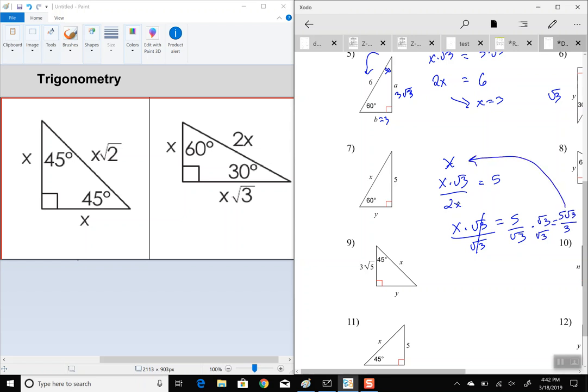And then the hypotenuse is 2 times x, so 2 times 5 square root of 3 over 3. So 2 times 5 gets you 10. So this is 10 square root of 3 over 3. And you can leave it like this. This is as simplified as possible. So the hypotenuse was 10 square root of 3 over 3. And the smallest base was 5 square root of 3 over 3.